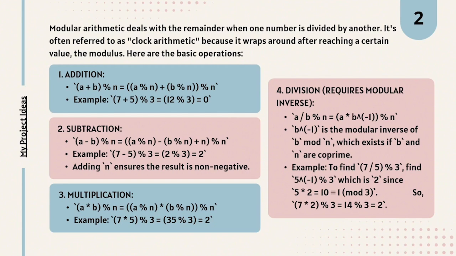In case of addition operation, first you add the terms, then you modular divide it. For example, 7 plus 5 mod 3 gives 12 mod 3, that is 0. 7 minus 5 mod 3 gives 2 mod 3, that is 2. 7 into 5 mod 3 gives 35 mod 3, that is 2. So you're just getting the remainders.